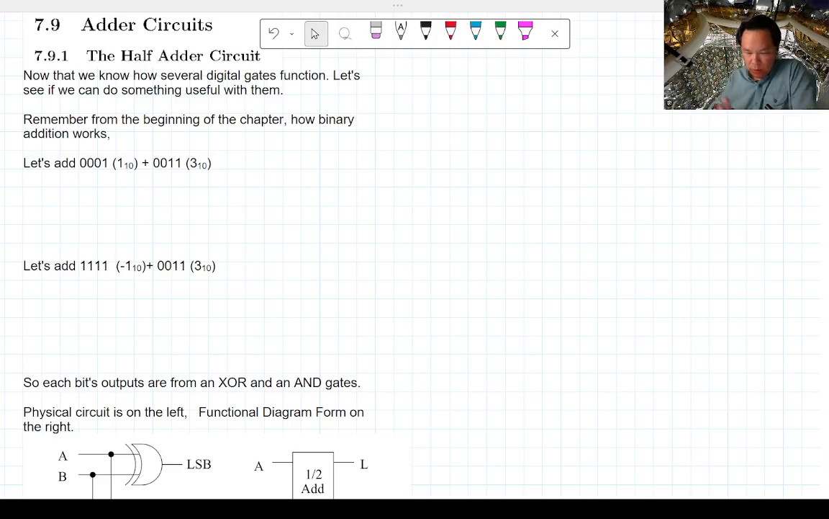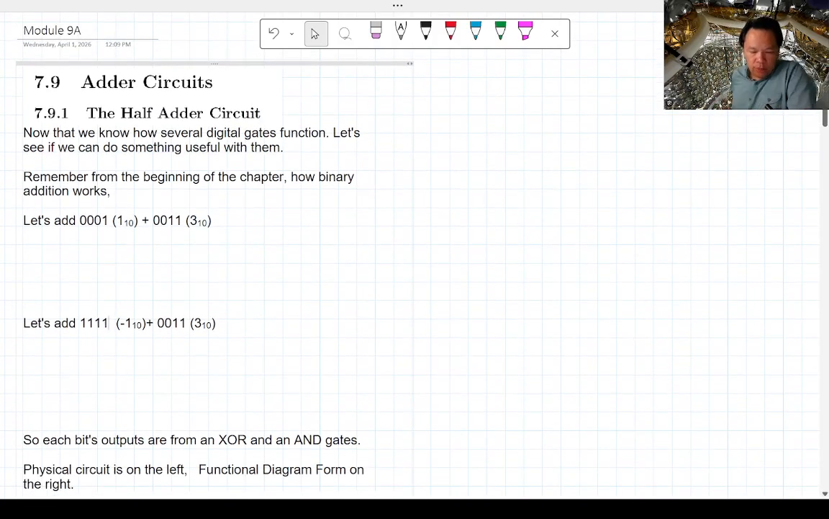Hi everyone. So in this lecture, we're going to start module 9, and this is going to bring us outside the textbook, because the textbook doesn't actually do these very, well, at least to me, very interesting little circuits that you can build with digital electronics, such as adders and multipliers.